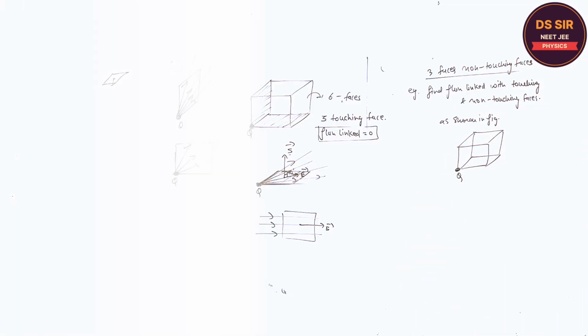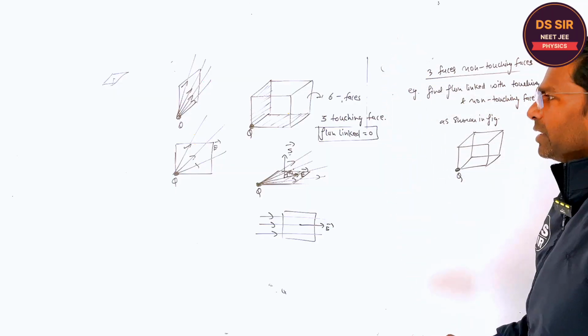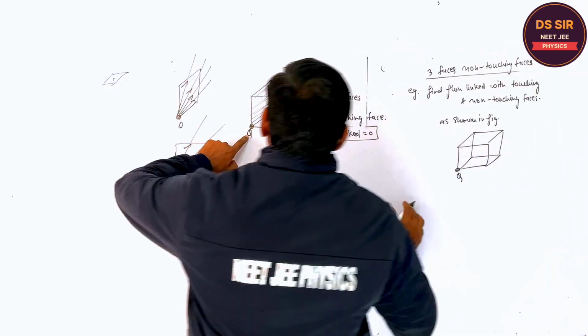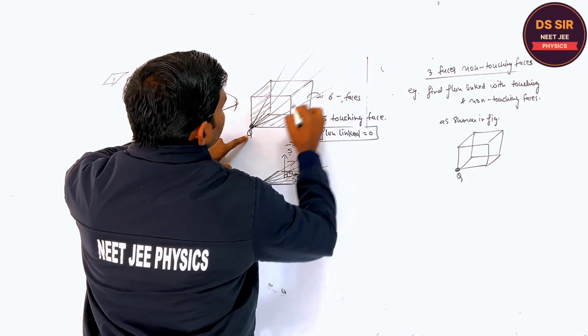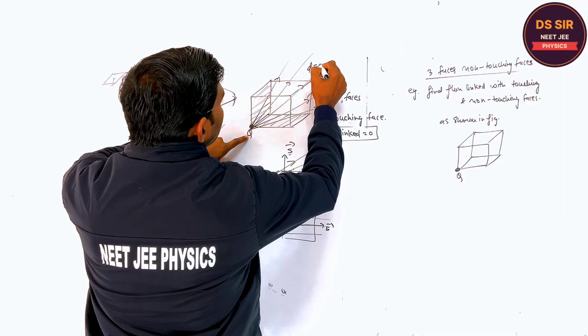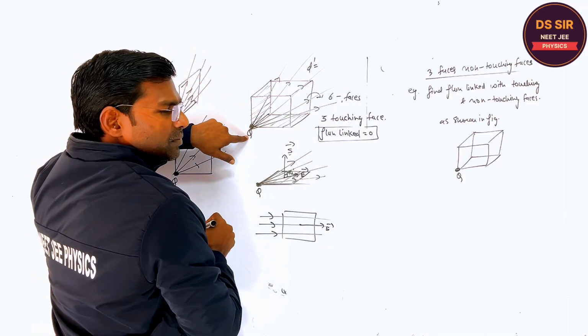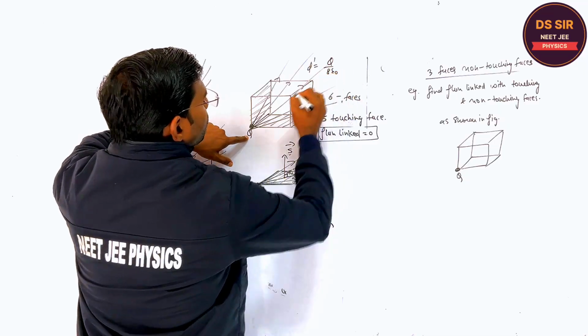Copy this. So let me explain. You tell me, what is the flux linked with this cube? The previous question we have done. What is the flux linked with this cube? Tell me. It will be q by 8 epsilon naught. Are you getting or not?